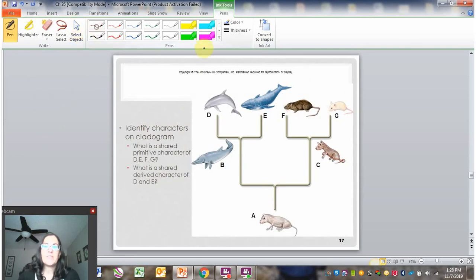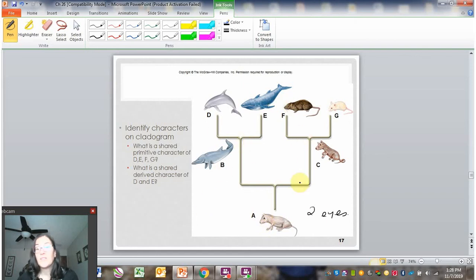So if we look at this example, we have some modern organisms on here, some possible ancestors throughout the cladogram. And so within my cladogram, this is my oldest organism right here. And again, these are my newest organisms. And so if I want to know what the shared primitive character of D, E, F, and G is, then I'm looking for something that's already present in the ancestor. So one thing that's already present in the ancestor, for example, is 2 eyes. So all of them have 2 eyes. The ancestor had 2 eyes. So this was an ancestral or primitive character passed on to them.